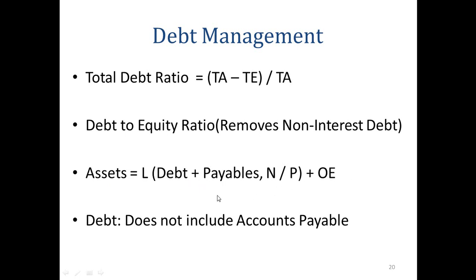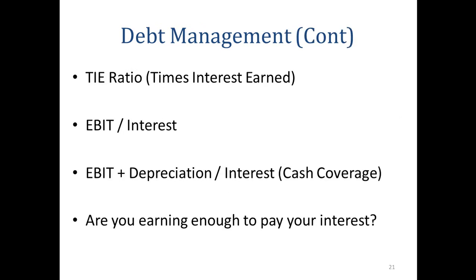Debt management. This one is absolutely an important one. Tie ratio, times interest earned. And we're getting back to that EBIT. We're going to keep hounding you guys on that. EBIT is earnings before interest and tax. That's your operating income. That is your operating income, to repeat. It does not include interest. It does not include taxes. So that's operating income.